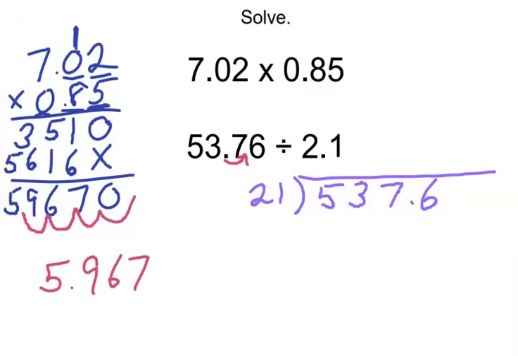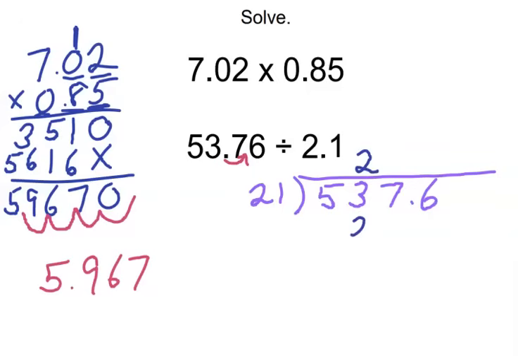Okay, so how many times does 21 go into 5? It doesn't. Can 21 go into 53? Yeah, I would say 3 times, right? 3 times 1 is 3. 3 times 2 is 6. Oh, no, I can't do 3. What was I thinking? I can do 2, right?